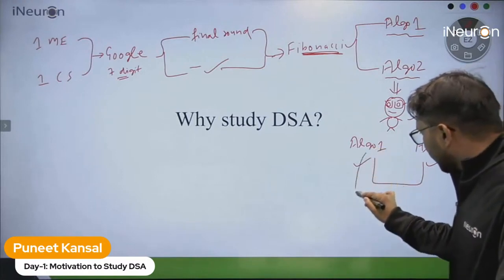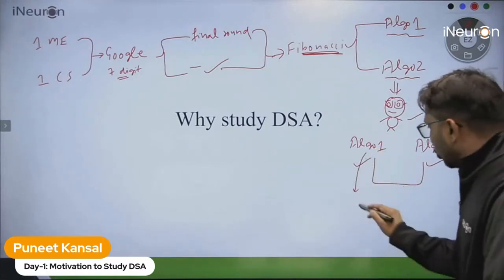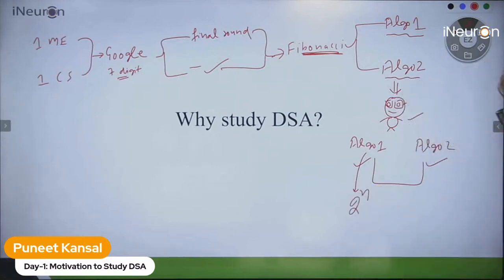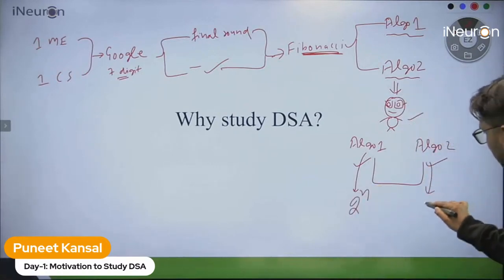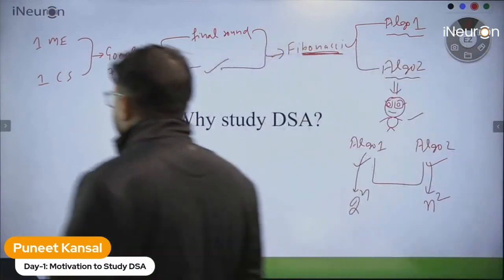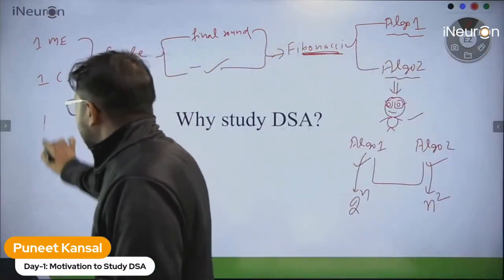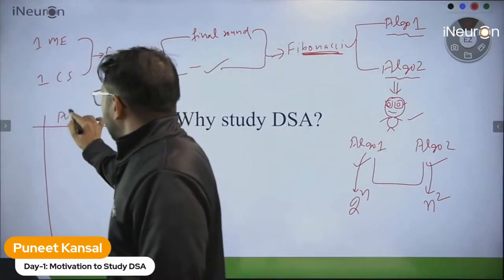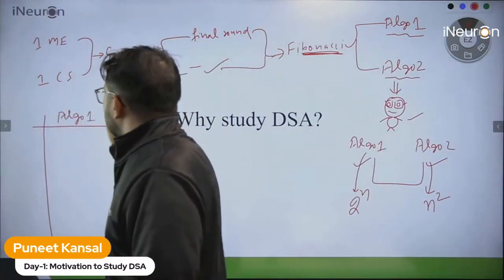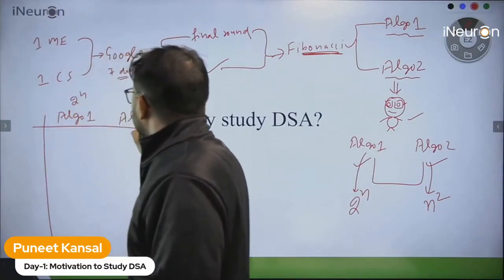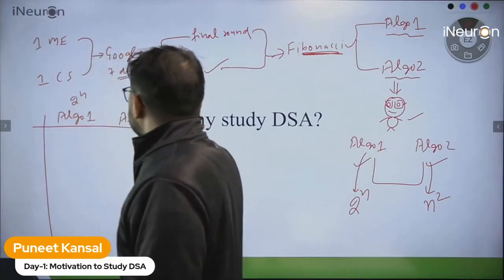He found that algorithm one is taking 2 power n time, and algorithm two is taking, let's suppose, n square time. Then he tried to find out which is taking less time and which is taking more time. So let me write here: algorithm 1, which is taking 2 power n time, and algorithm 2, which is taking n squared time.